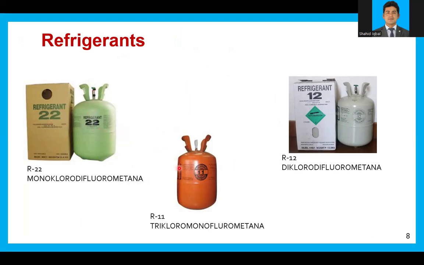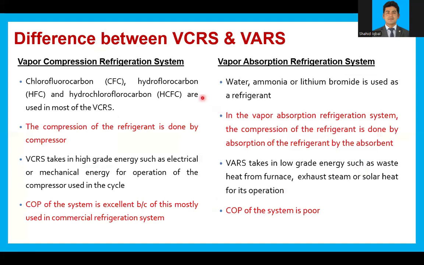This is R22, this is R12, and this is the cylinder of R12. R22 is known as monochlorofluoromethane, R11 is trichlorofluoromethane, and R12 is dichlorofluoromethane. There are different types of vapor compression and absorption refrigeration systems, and this is the difference between the vapor compression and vapor absorption refrigeration system.